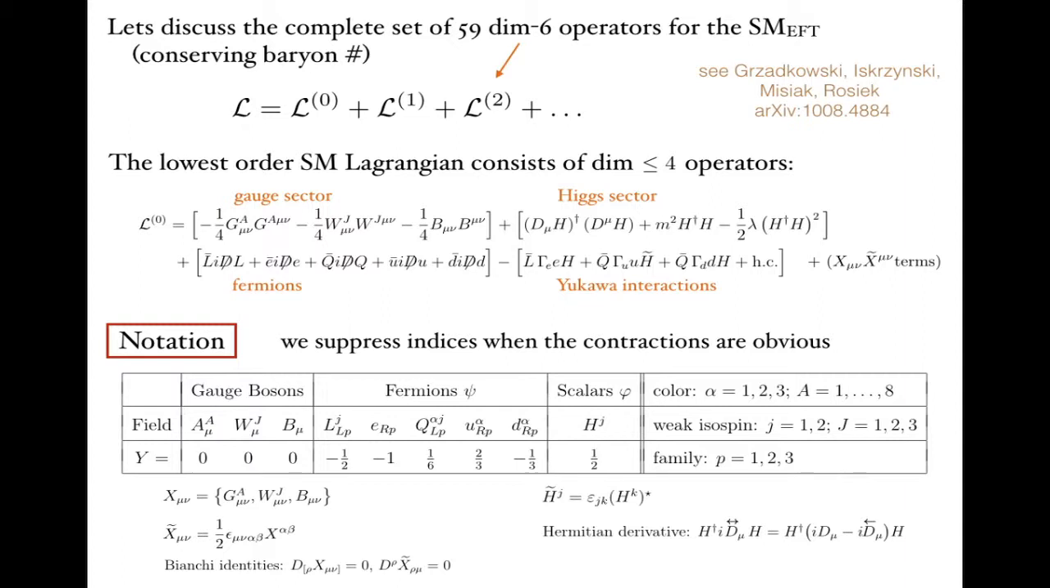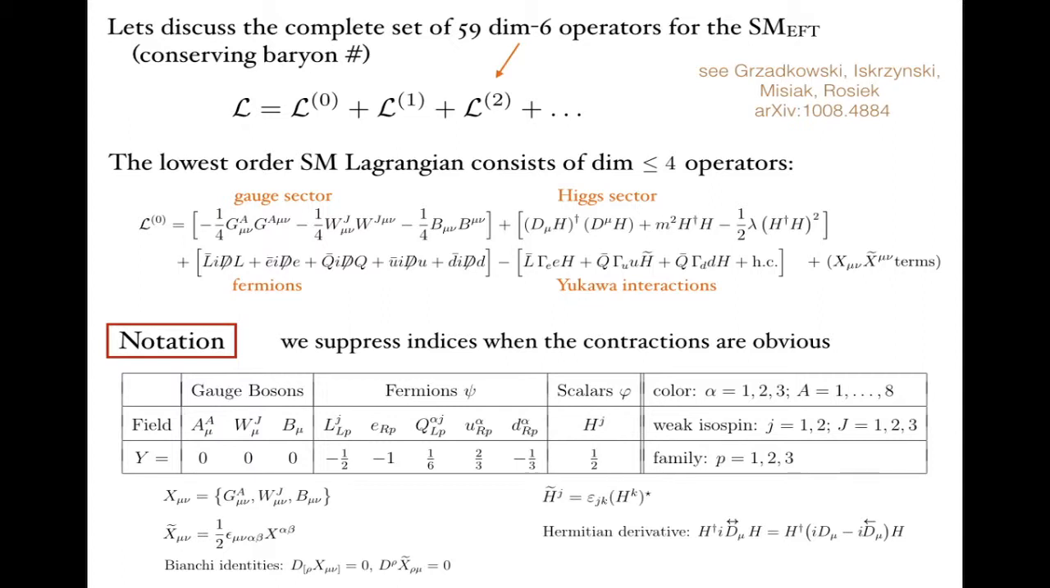There's also this family index p that runs from 1 to 3 for all the fermions. Since the nature of left-handed and right-handed is always going to be obvious, we have a capital letter for the left-handed guys and a lowercase letter for the right-handed guys. I'll always suppress that index. And finally, we have the Higgs field, and it's a doublet under SU(2), hypercharge a half.